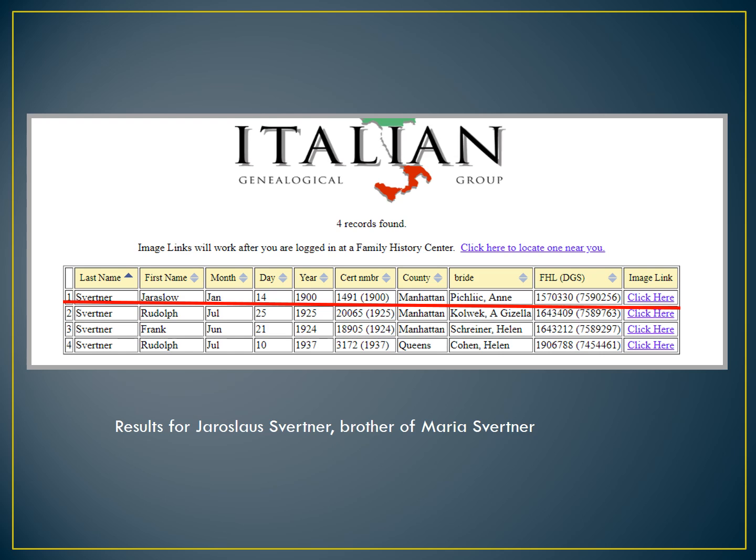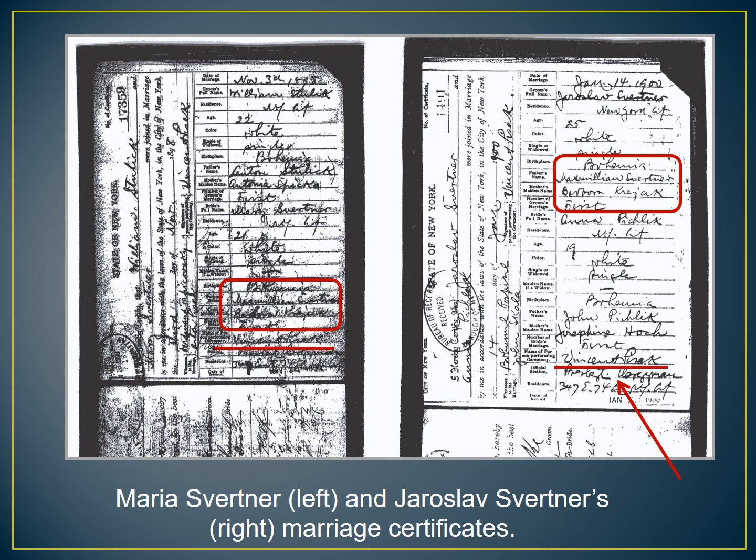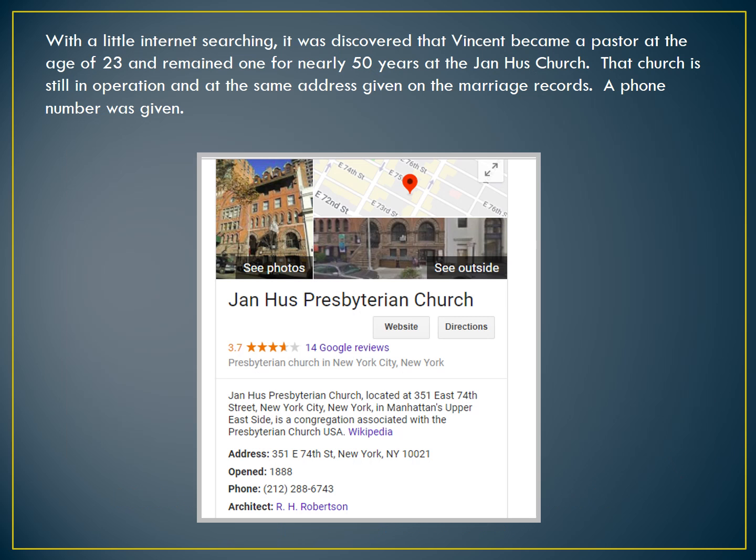The film number and the certificate number were given on the IGG site. The marriage certificate for Maria Severtner is shown on the left, while that of her brother, Jaroslav Severtner, is shown on the right. They have the same parents. In addition, notice that they were married by the same person, Vincent Piesack.